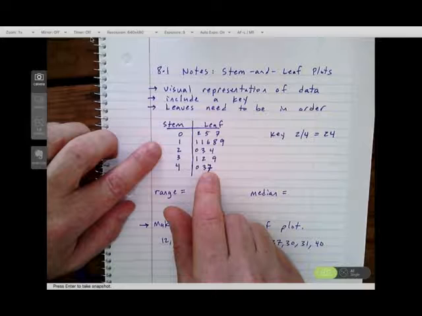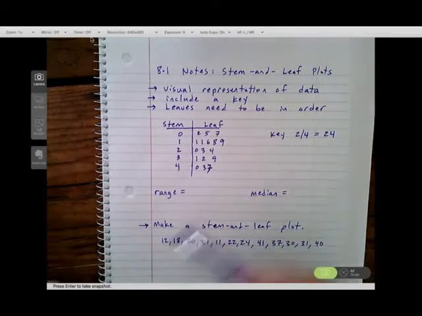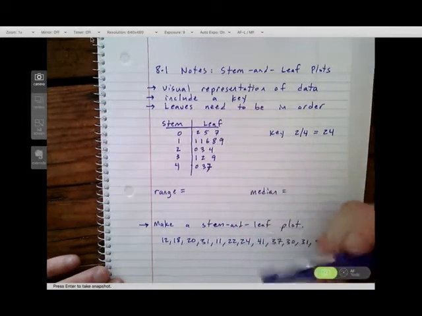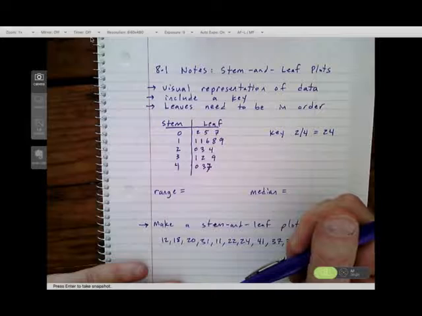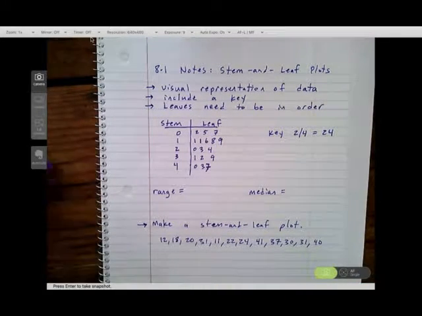So again, it's just a way to represent the data. It kind of pulls the numbers apart a little bit and allows us to see what's called the shape of the data or the distribution of the data, which we'll talk more about in time. Okay, so you don't have to do this for your assignment, but I'm just going to do it now so we can see how it works.